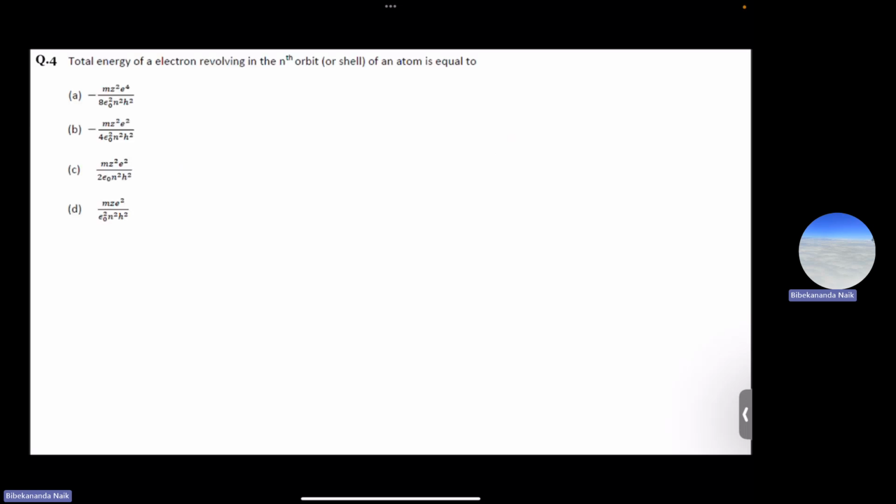Now continuing our discussion to the next question. The question says: the total energy of an electron revolving in the nth orbit or shell of an atom is equal to, and these are the options. Option A: minus m z square e to the power 4 divided by 8 epsilon 0 square n square h square. Option B: minus m z square e square divided by 4 epsilon 0 square n square h square. Option C: m z square e square divided by 2 epsilon 0 n square h square. And option D: m z e square divided by epsilon 0 square n square h square. I'll give you a few minutes to try this question, and after some time I will discuss.